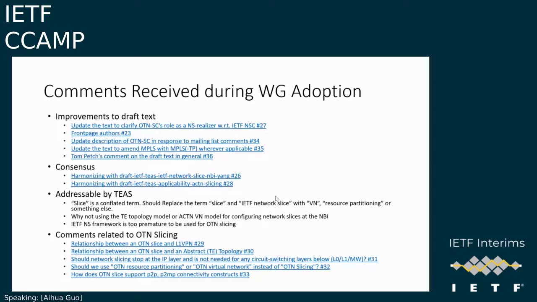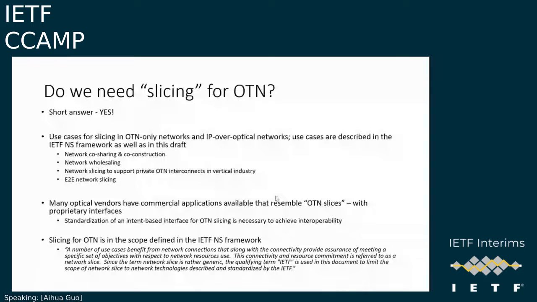So what those questions really boil down to are two main points. First is, do we really need slicing for OTN, right? Because some believe that slicing should stop at the IP layer. Second is, can we call it slicing for OTN, right? So the next slide is about the first question: do we need slicing for OTN?